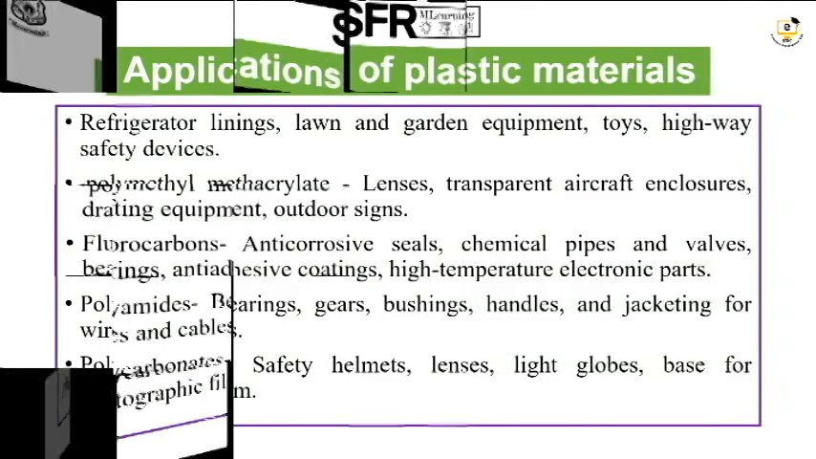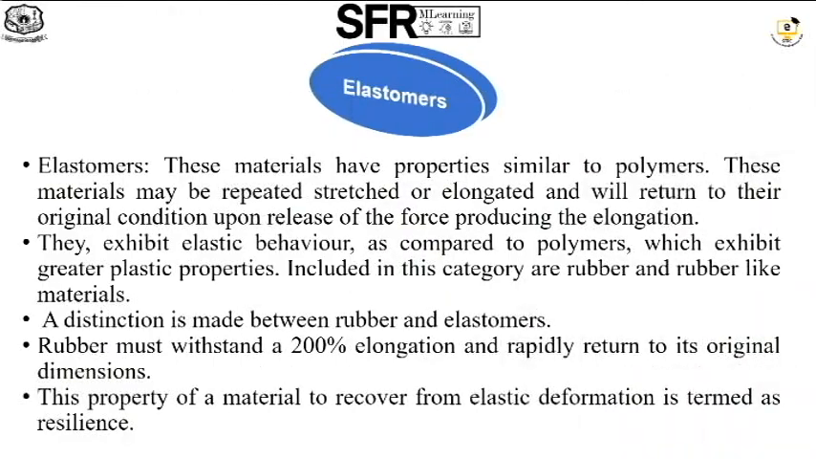The next type is elastomers. The elastomer materials have properties similar to polymers. These materials may be repeatedly stretched or elongated and will return to their original condition upon release of the force producing the elongation. They exhibit elastic behavior, as compared to plastics which exhibit greater plastic properties. Included in this category are rubber and rubber-like materials.